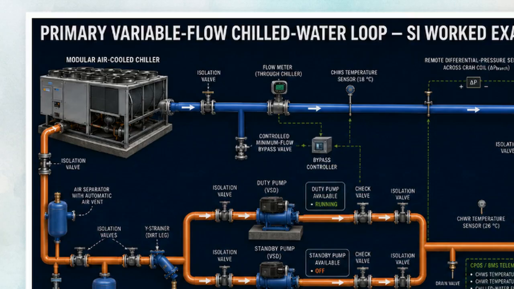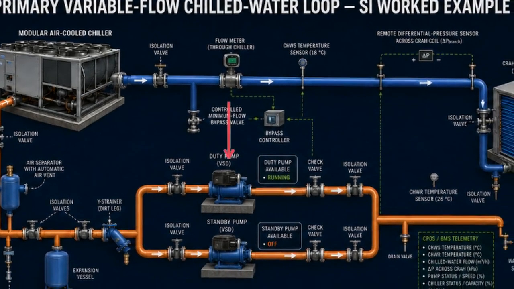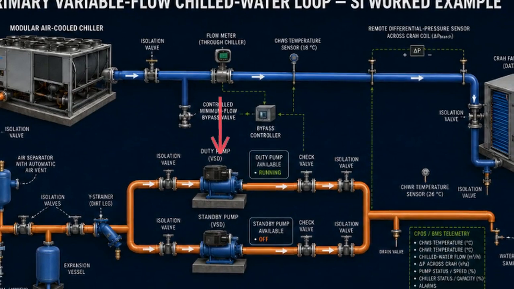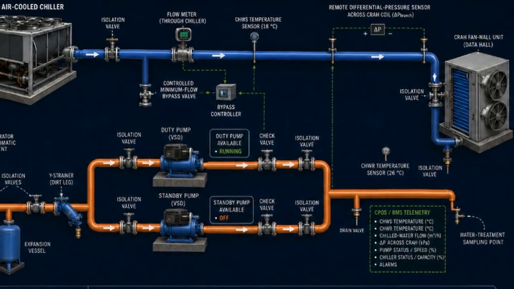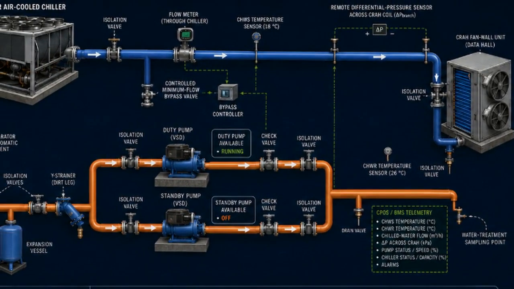This schematic details a primary variable flow chilled water loop. We trace the closed circuit from the modular air-cooled chiller through the variable speed duty pumps, out to the remote CRAH terminal units, and back again. Sizing the pumps requires calculating the closed loop pump head. A strict engineering rule here is that static lift is not added to the calculation. Because the system is a closed loop, energy is only expended to overcome the friction of the pipes and the pressure drops across the equipment.